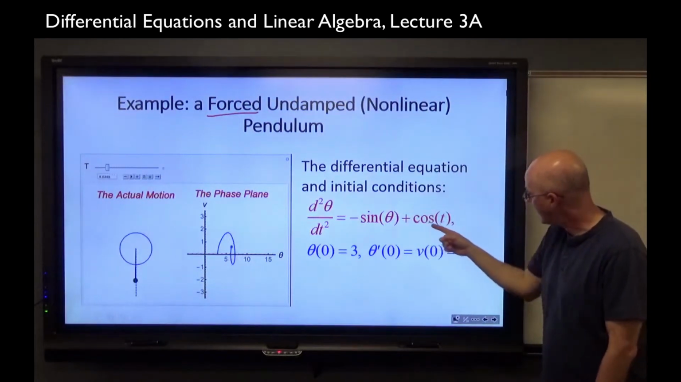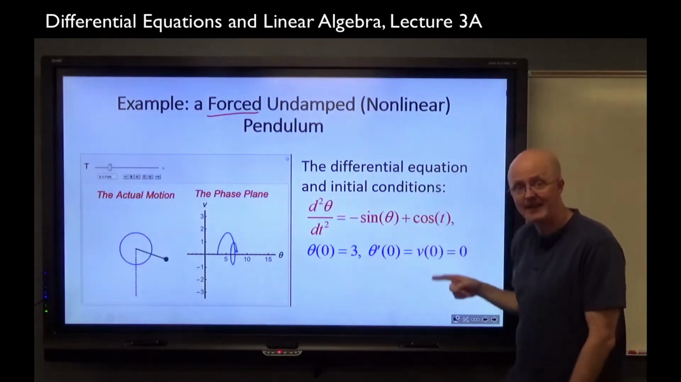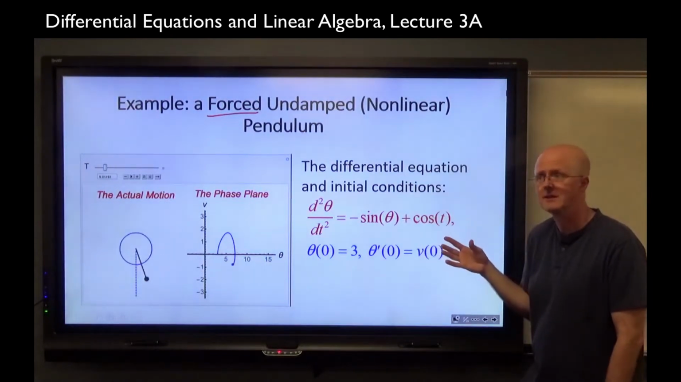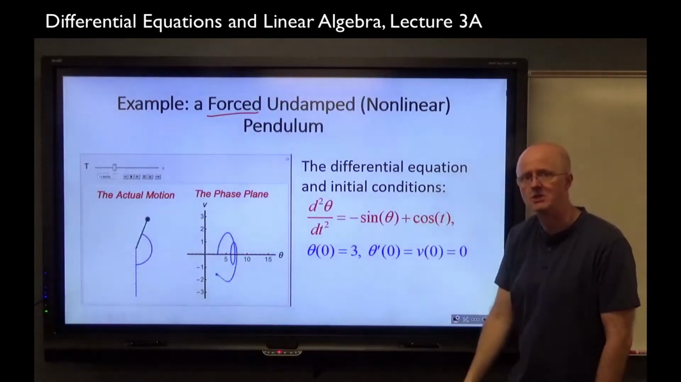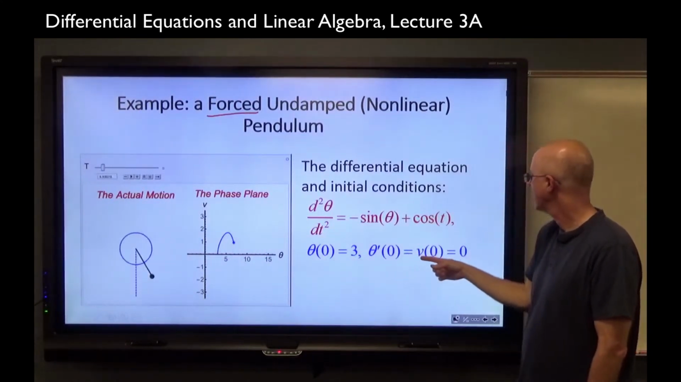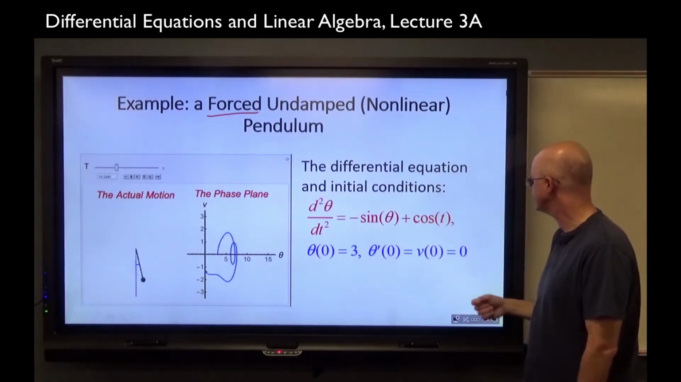This part, cosine of t, and yes, that is a t there, not a theta, that's time, is the external forcing. That's causing the motion to be so strange. The initial conditions are the same. Theta of 0 is 3, theta prime, or v of 0 is 0.